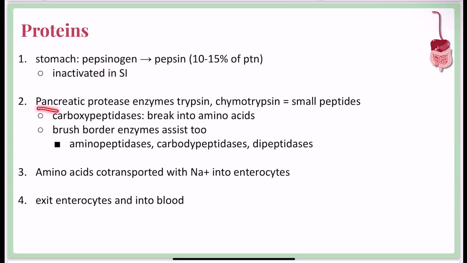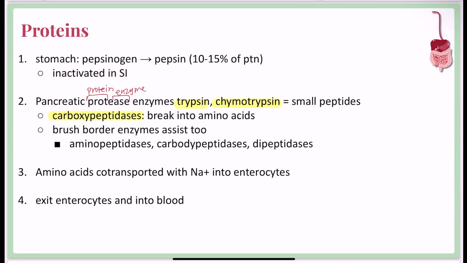But we do have proteases from the pancreas. Prot refers to protein, and then that ase, that ASE, means enzyme. That's a common ending of an enzyme name. So the two main ones are trypsin and chymotrypsin. They digest small peptides, but we also have some other ones.